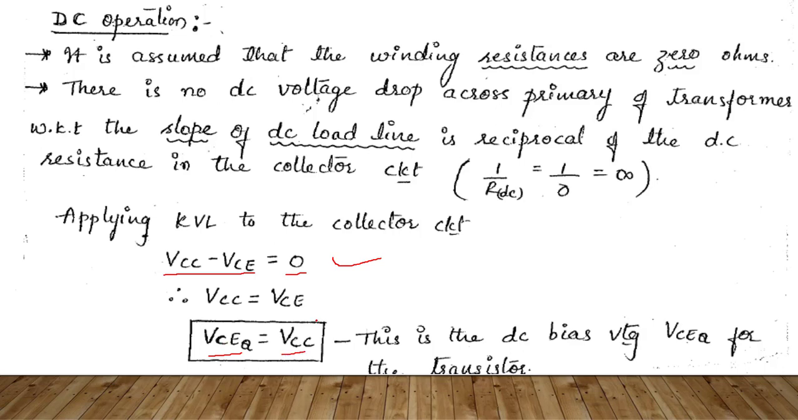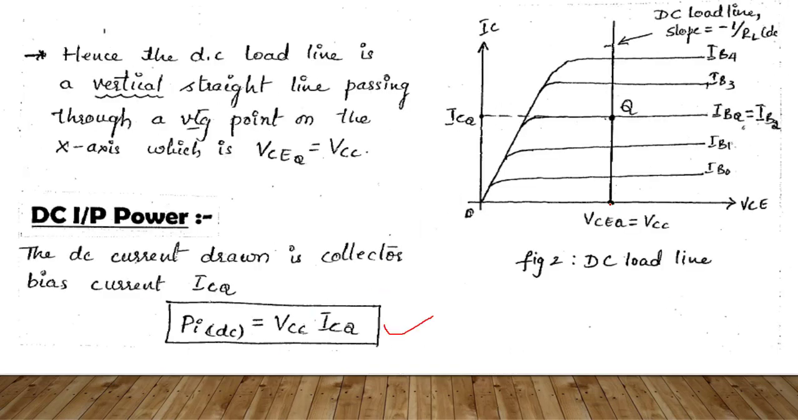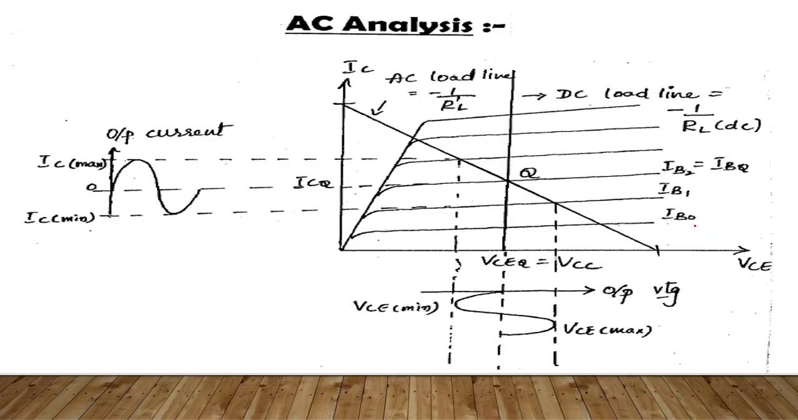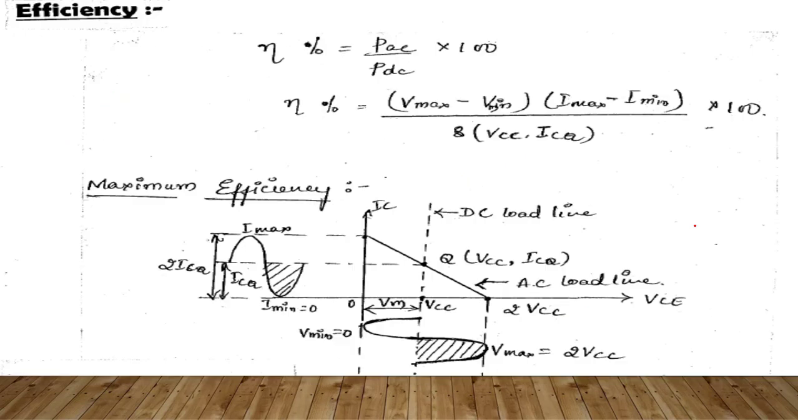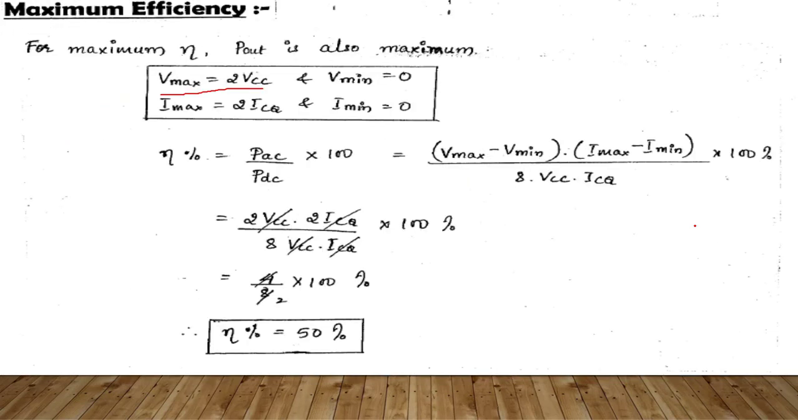If VCQ is equal to VCC, that means this portion is VCC, and from 0 to VCC we have the same portion on this side, so we are getting 2 times VCC. Why? Because there is no RC resistance present, so for that reason we are getting 2 times VCC maximum. That is the only change between series fed and this.